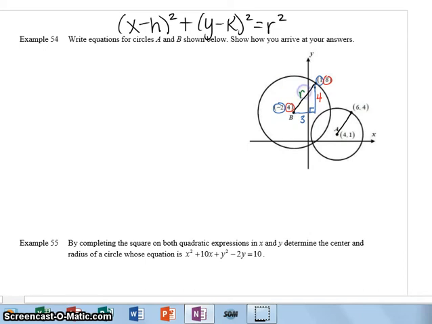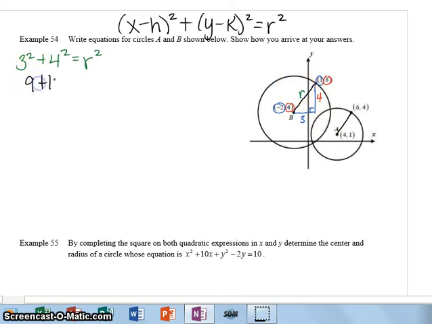Now, this is my radius. I can use Pythagorean theorem with 3 squared plus 4 squared equals my radius squared. Okay? Some of you recognize that this is a Pythagorean triple, so this is going to be a 3, 4, 5. But let's prove it with our work.